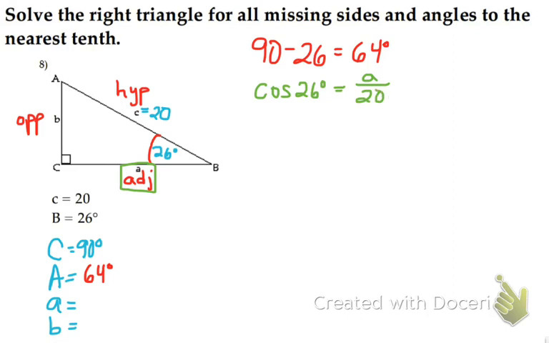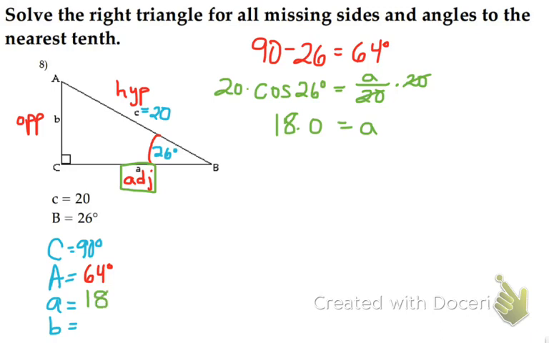So solving for a, we're going to multiply both sides of the equation by 20, and 20 times the cosine of 26 degrees. If we plug this into our calculator, making sure the calculator is in degree mode. You don't want to make the mistake of trying to calculate this in radian mode. If we do this in degree mode, we get 17.976, which actually rounds up to 18.0 if we round to the nearest tenth. So side length a is actually 18.